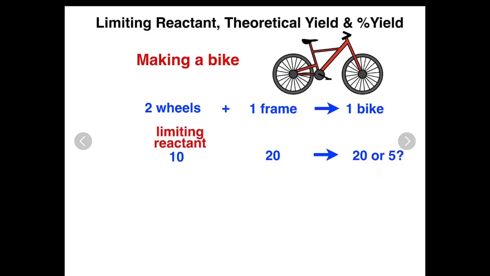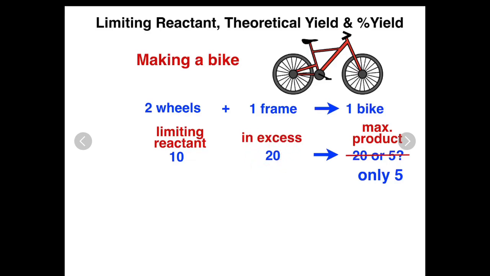The reason for that is because the number of wheels is limited. It requires 2 wheels per bike, so if you have 10 of them, you are able to make only 5, right? Because in this case, the number of frames would be in excess. So at the end of the process, the wheels will all be consumed, and you are going to have a leftover amount of frames.